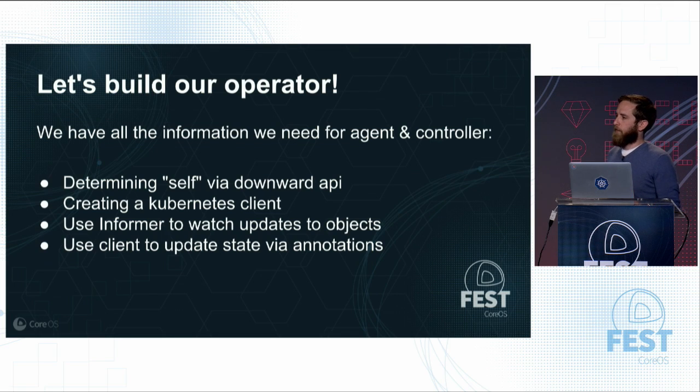So we pretty much have all the information we need at this point to build our operator. We know how to determine our self, and this is important for the agent. We know how to create the client, and we're going to use this to interact with the API. Then we're going to use informers to watch for updates to these objects, to the nodes. And then we're going to use the client again to update annotations to communicate our state between the two components.